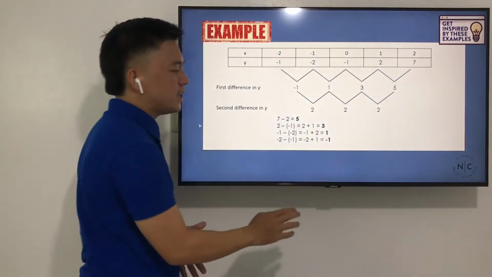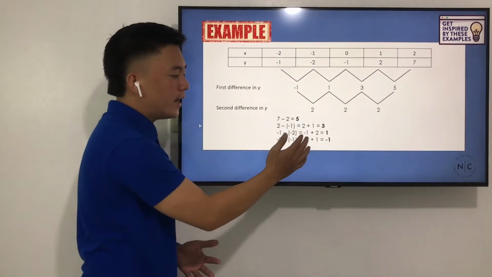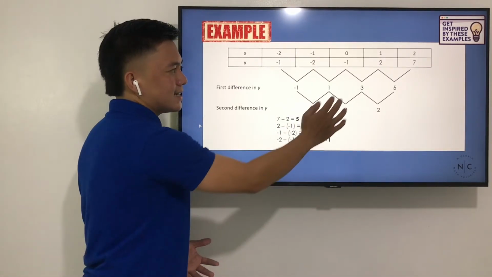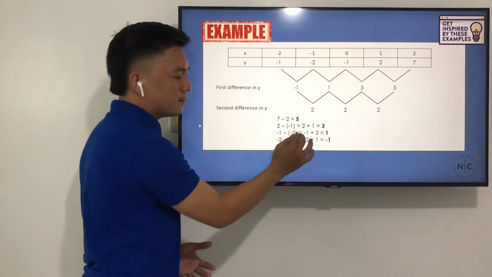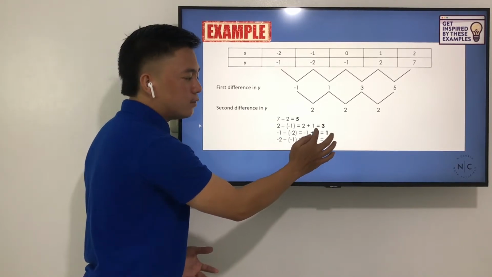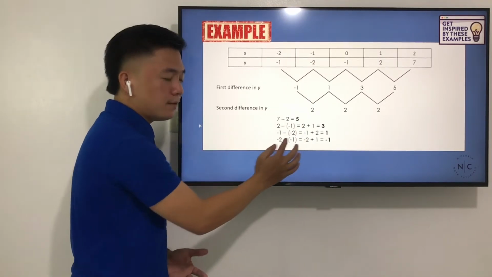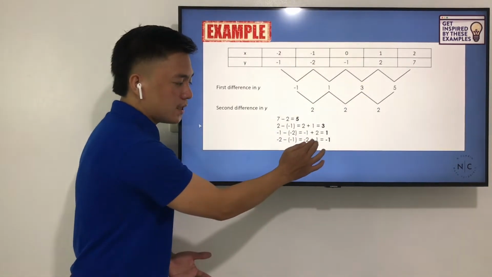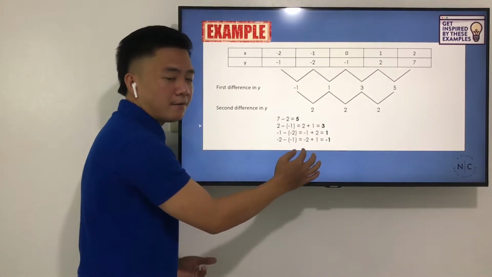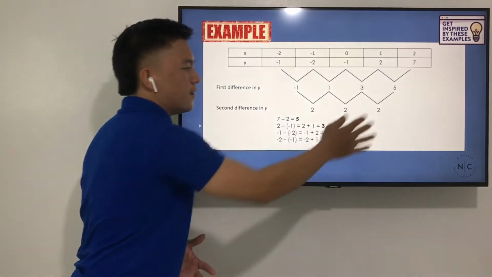Umpisa tayo dun sa right, which is 7 minus 2 is 5. And then 2 minus negative 1, so multiply natin yung negative natin, magiging positive. So 2 plus 1 is 3. Next, negative 1 minus negative 2. So negative times negative is positive. So different sign, we will subtract and then follow the higher number, which is 2. So positive 1. Next, negative 2 minus negative 1. Negative times negative is positive. So negative 2, same lang yan, plus 1, different sign. And then subtract, follow the higher number, which is 2. Negative siya, so negative 1. So ito yung ating first difference.